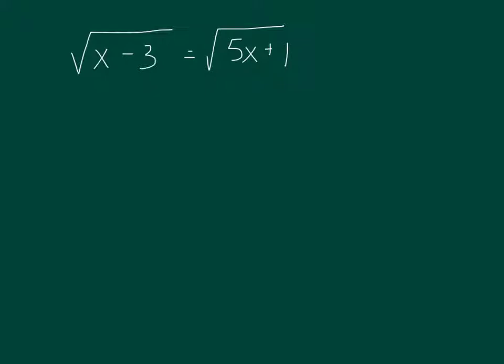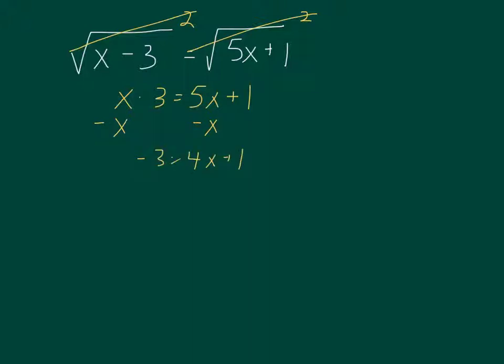Now in this particular problem, we can't isolate the square root because there's a square root on both sides. But if we just square both sides, we'll see that the square roots will cancel out, leaving us with x minus 3 equals 5x plus 1, and then I will go ahead and solve for x on both sides. So I'll get negative 4 equals 4x, divide by 4, and I will get x equals negative 1.